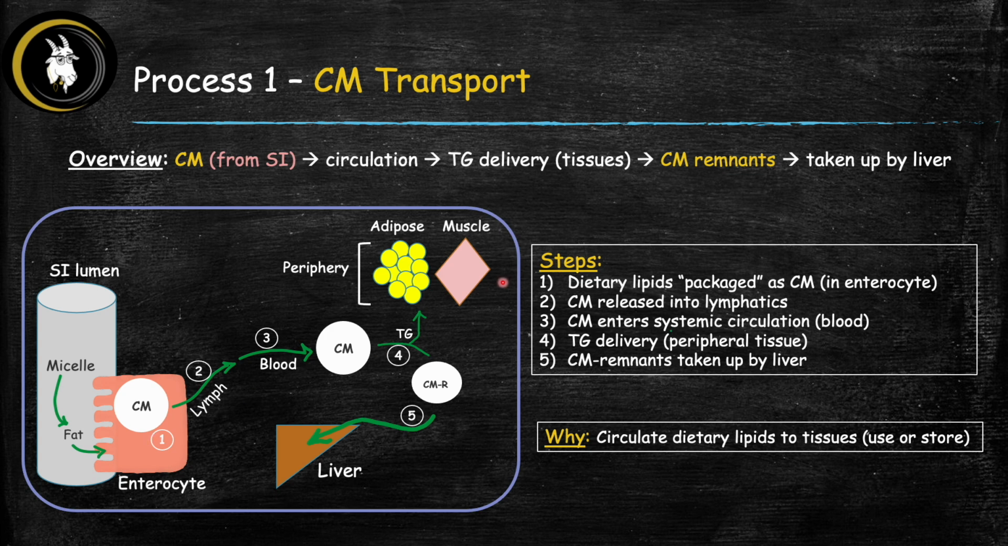And so what's happening in step 1 right here is that this dietary lipid that got into the enterocyte is going to get packaged into chylomicrons. Now, these chylomicrons are too big to go directly into blood, so they actually get secreted into lymph first.